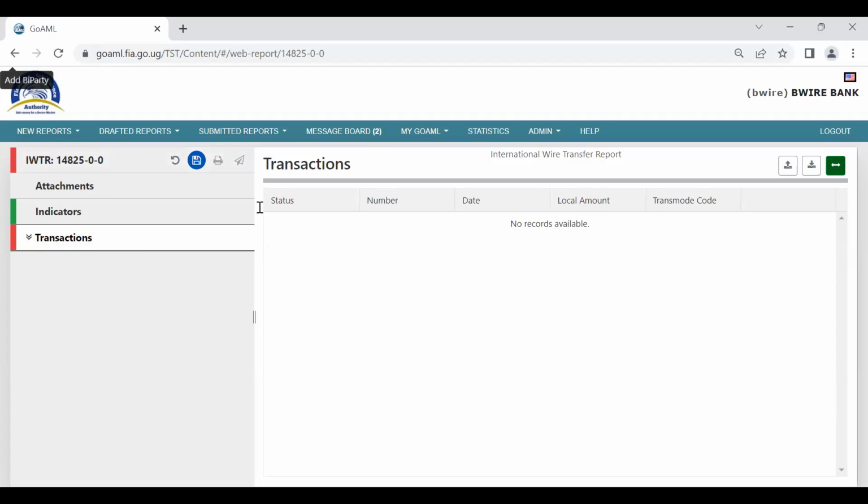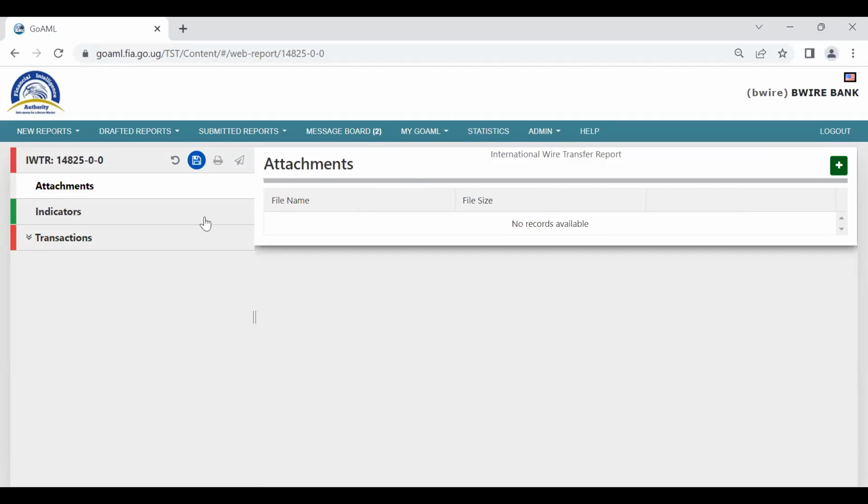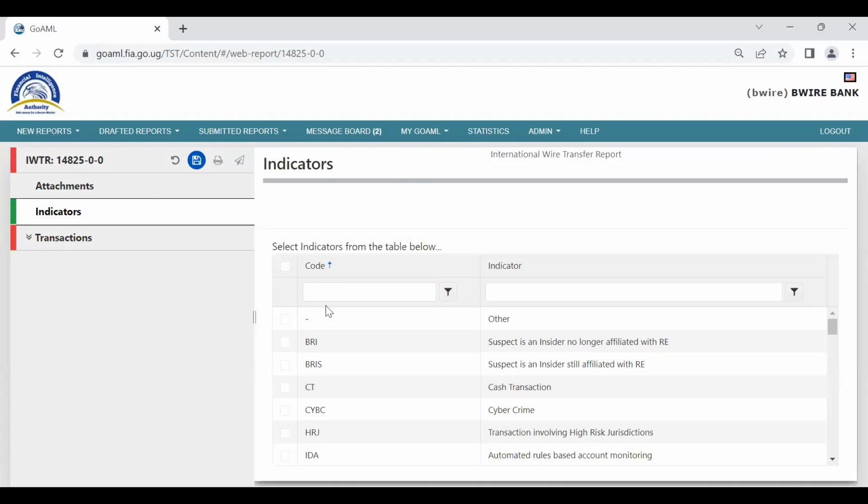Ivan, could you please repeat that again? You said there are no attachments for which ones and which ones? Attachments are specifically for additional information files, suspicious transaction reports, and suspicious activity reports. There is no need for attachments for large cash, aggregated large cash, and international wire transfer. Same with indicators, same principle. Just for suspicious activity reports, suspicious transaction reports. No need to put indicators.